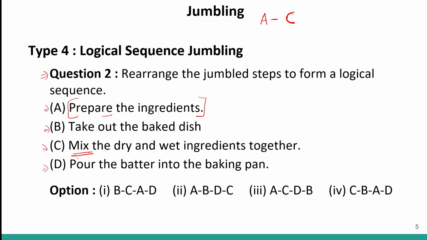Then once my ingredients are mixed, we call it a batter, correct? So then we'll pour the batter into the baking pan. I have my ingredients, I have mixed them, then I am pouring that batter into a baking pan. And once the baking is done, I'll take out the baked dish. So first I prepared my ingredients, then I mixed them together, then I poured them into the baking pan, and then once my product was made, I took it out.